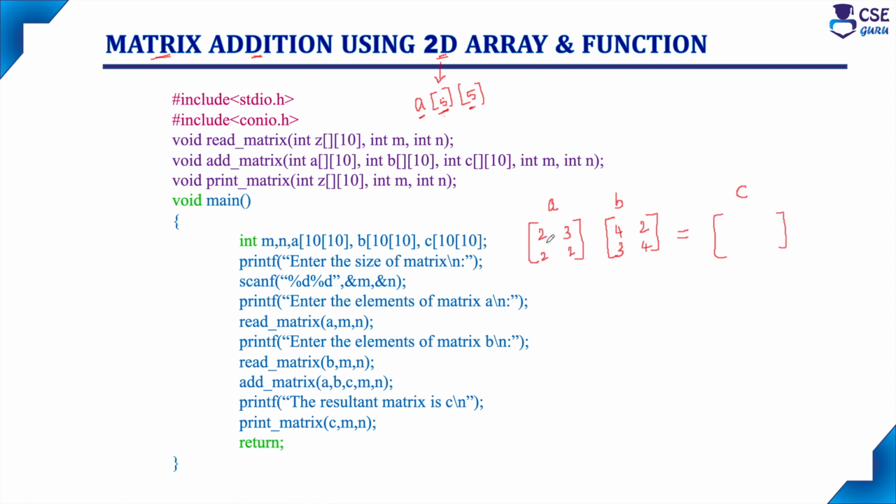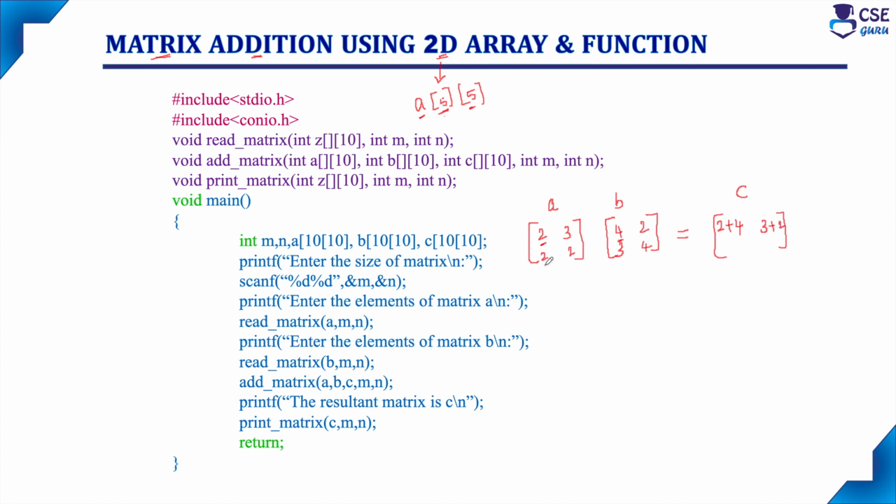So here, the first row, first column value of A should be added to the first row, first column value of B. That is 2 plus 4. So we will get the first row, first column value of the resultant matrix C. Similarly, the first row, second column value of A should be added with the first row, second column value of B. Then we will get the first row, second column value of resultant matrix C. That is 3 plus 2.